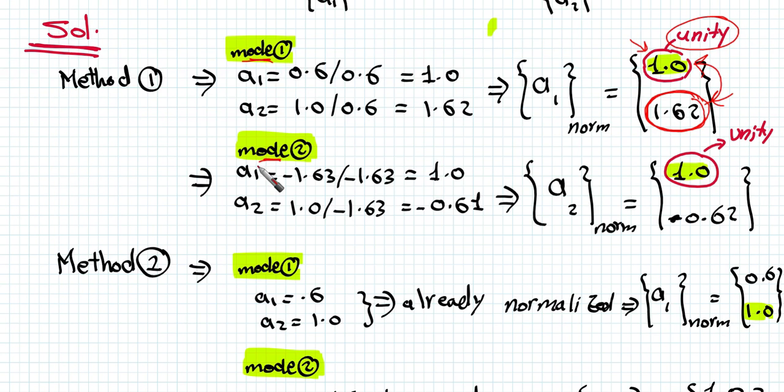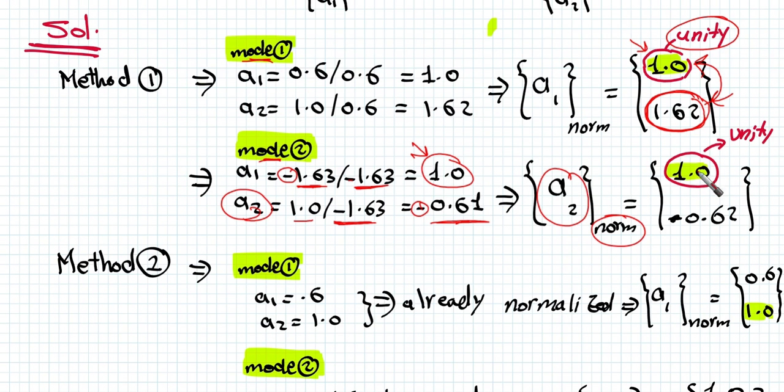For mode 2, we have the values of mode 2, minus 1.63 and 1, and we are going to divide it by the value of the first mode as it is, minus 1.63 here and minus 1.63 here. This gives us 1, and the second mode is going to be minus 0.61. Based on that, A2 normalized is going to be 1 here, which is the unity, as we said, for the first degree of freedom, and here it is going to be the second amplitude after being normalized, which is minus 0.62.